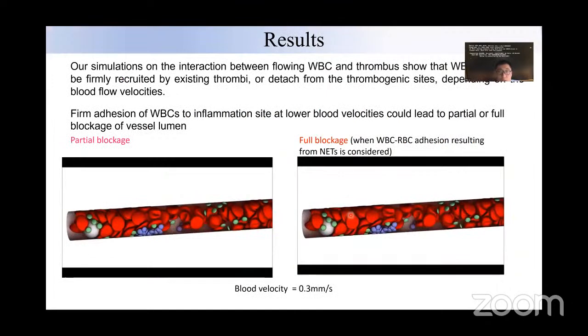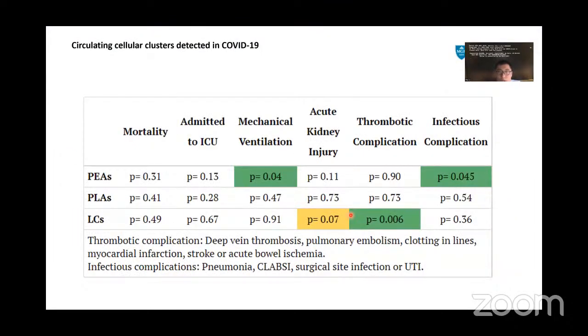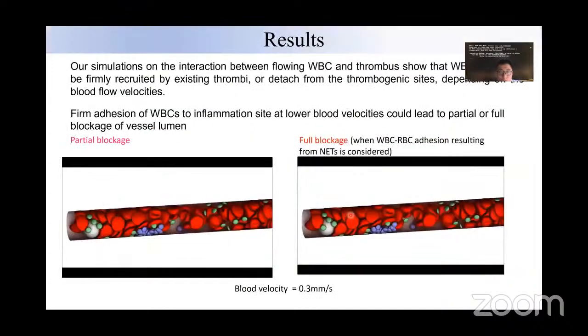So they posed some questions: how can you use your computational modeling to explain the mechanisms underneath these associations or correlations? To answer those questions, we set up some new simulations.